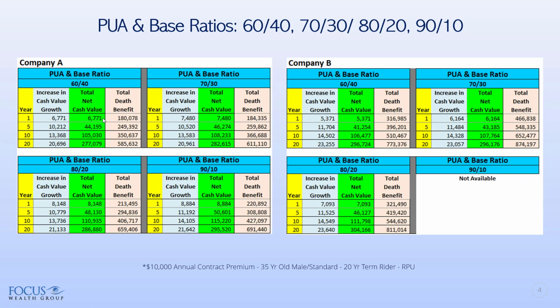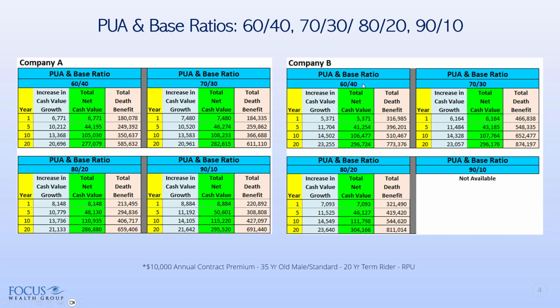But look what happens as time goes on. By the time we get to year 10, company B's 60/40 design has $106,477 compared to company A's $105,000. And in 20 years, company B, their 60/40 design, $296,000 of cash value as compared to company A, $277,000.